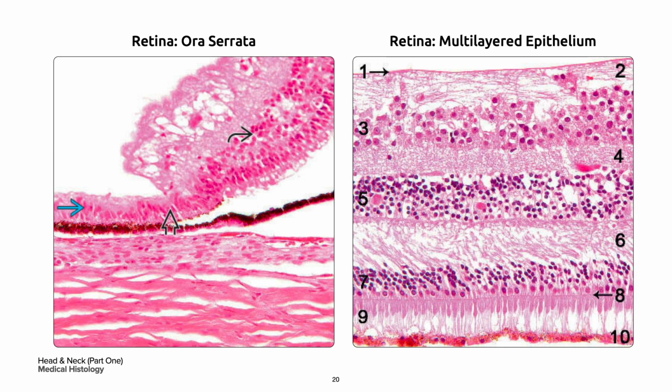Number 1 is the internal limiting membrane. Number 2, the nerve fiber layer. Number 3, the ganglion cell layer. Number 4, the inner plexiform layer. Number 5, the inner nuclear layer, rather. Number 6, the outer plexiform layer. Number 7, your outer nuclear layer. Number 8, the external limiting membrane. Number 9, the rods and the cones. Number 10 is the retinal pigment epithelium.